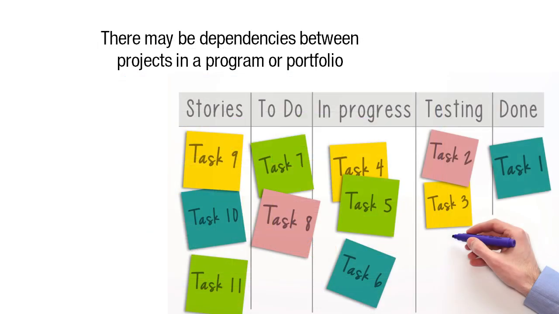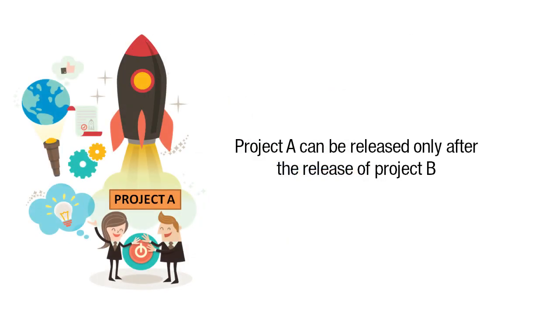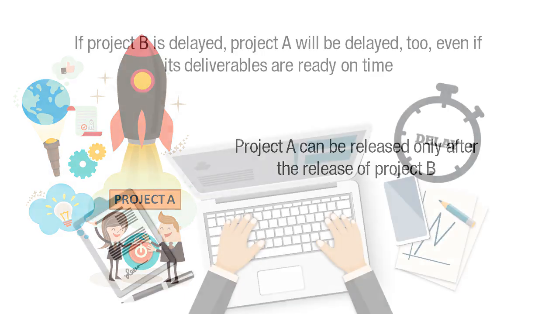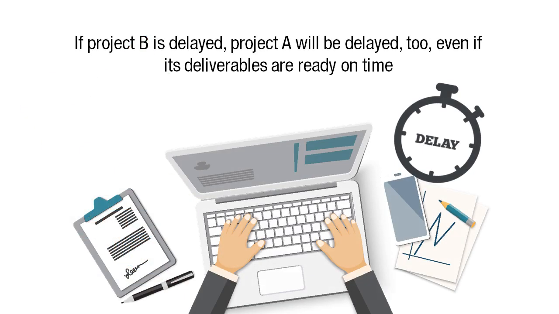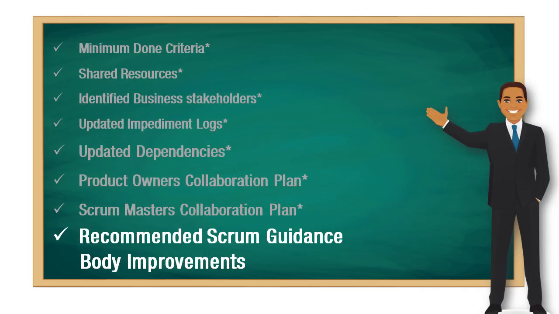For example, there may be dependencies between projects within a program or portfolio. Let's look at two projects in a program, A and B. These two projects may need to have the same release date, or perhaps Project A can be released only after the release of Project B. In either case, if Project B is delayed, Project A will also be delayed, even if its deliverables are ready on time. Next, we will discuss recommended Scrum guidance body improvements.